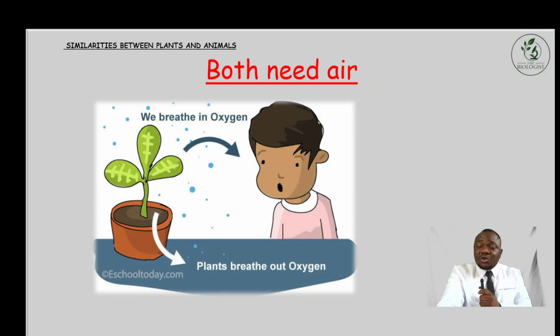The next one is we need oxygen. We breathe in oxygen and give off carbon dioxide, and plants also do the same. So both organisms breathe in air. We need air to survive. We need air for different things apart from breathing. We need air for other important activities, for combustion, for burning. If we want to burn a substance, we need air. So this is just one of the similarities between them.